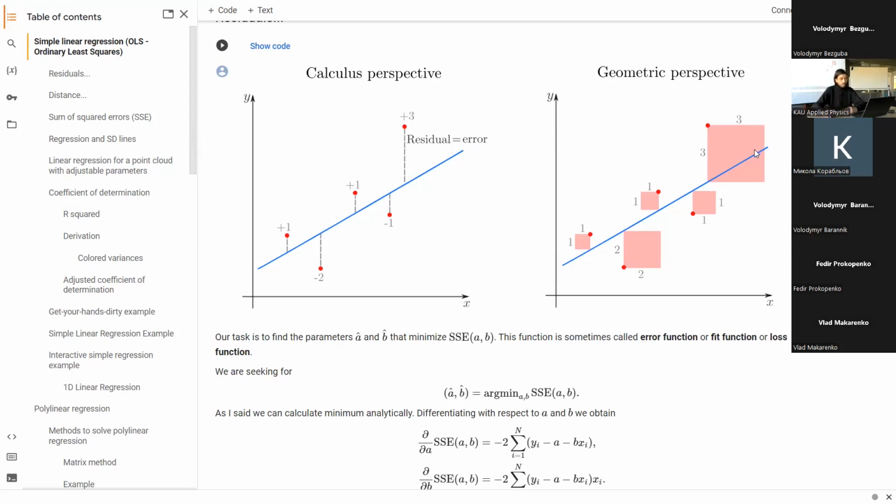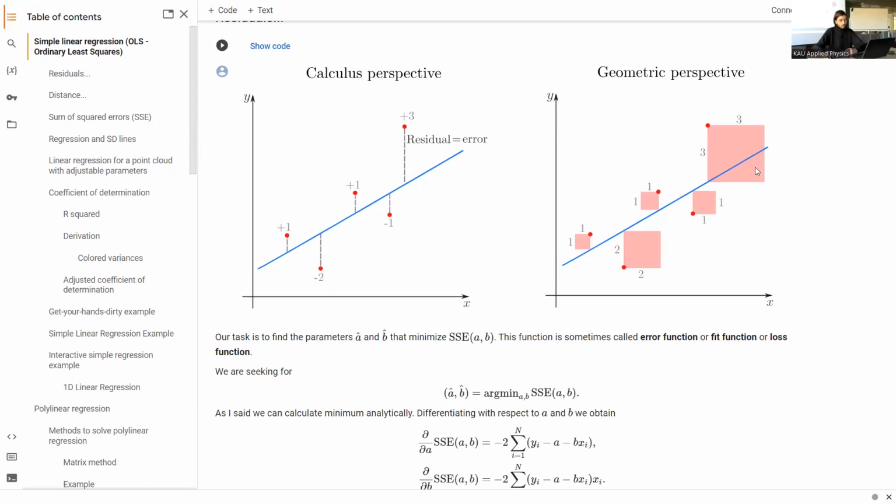You are taking squares, adding everything up, and you get your total error. Here is another geometric perspective that basically shows you how all those squares look from a geometrical point of view. You can draw a square where one of its corners is the measured point, and the other corner lies on the line of regression.